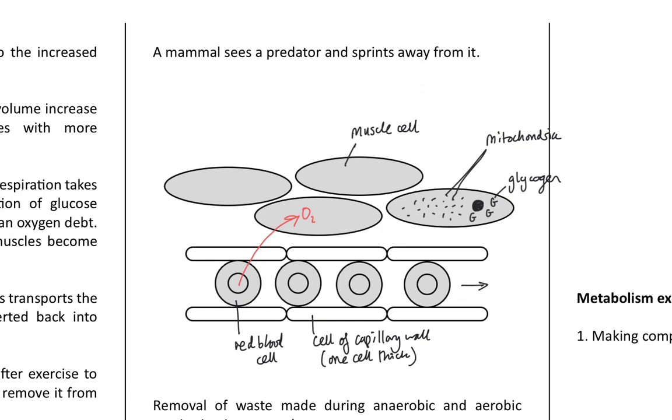So they're going to be doing a bit of aerobic and a lot of anaerobic respiration if they suddenly have to, if there's not enough oxygen being supplied to them. If they're doing aerobic, they're going to make carbon dioxide. So that waste is going to go into the blood plasma. CO2 is going into there. So this space here is blood plasma.